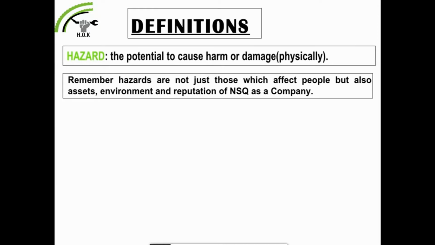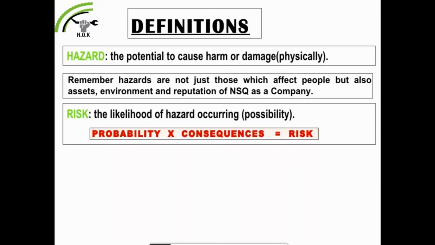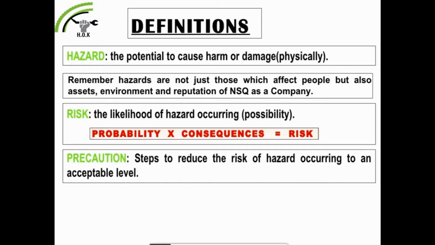Next one is risk: the likelihood of a hazard occurring, the possibility. Risk indicates the occurrence probability of hazards. Risk is the product of probability and consequences. Here probability means occurrence and consequences means severity. Next one, precautions: steps to reduce the risk of a hazard occurring to an acceptable level.